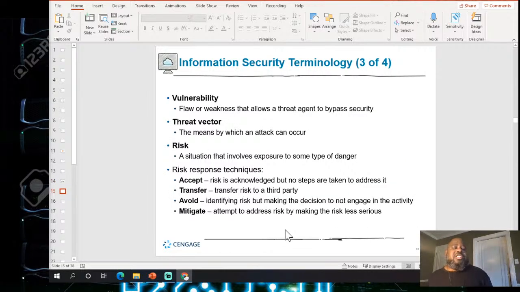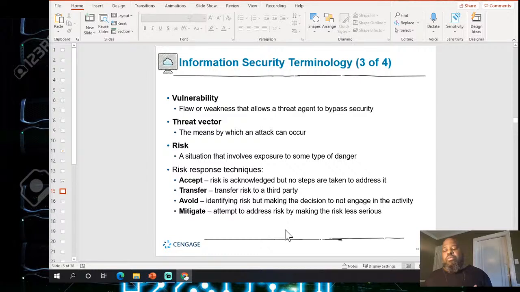So, information security terminology. A vulnerability is a flaw or weakness that allows a threat agent to bypass security. Threat vector, the means by which an attack can occur. A risk, a situation that involves exposure to some type of danger. The risk response techniques, right?